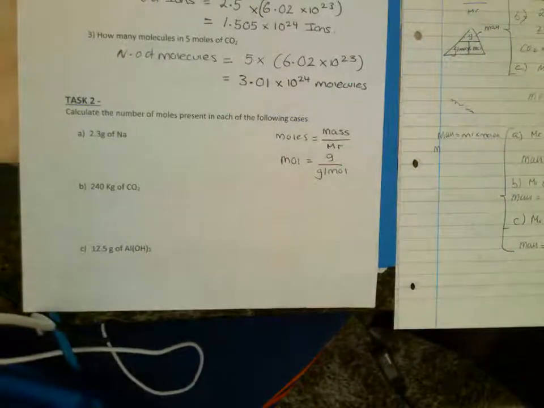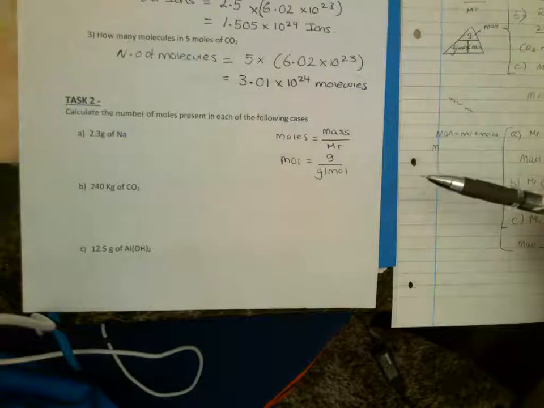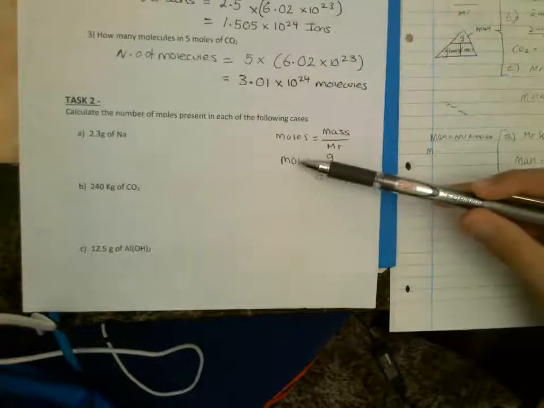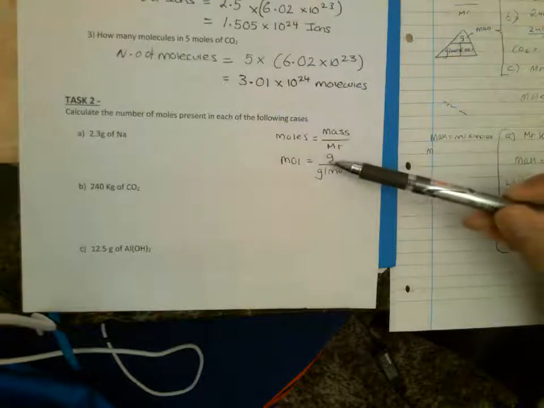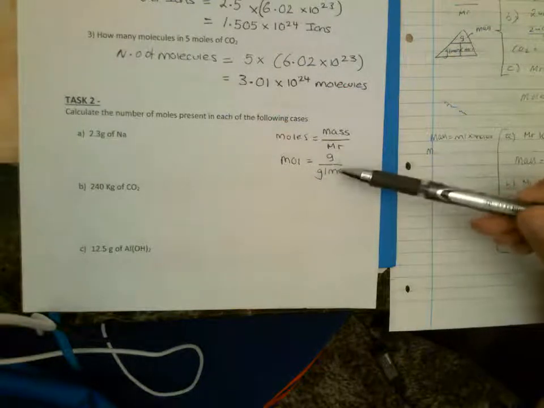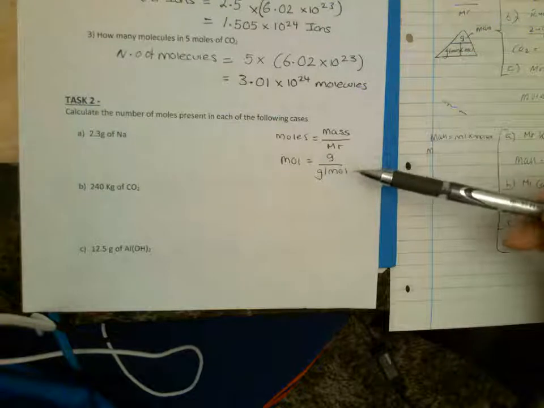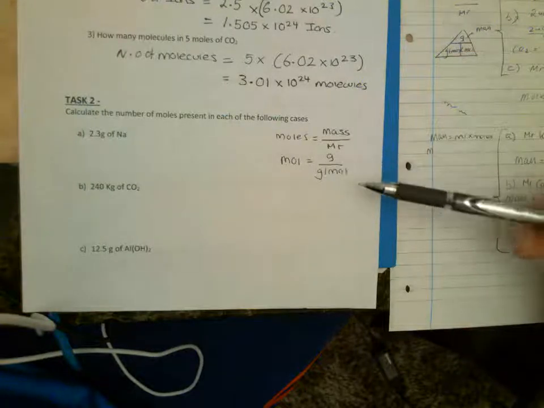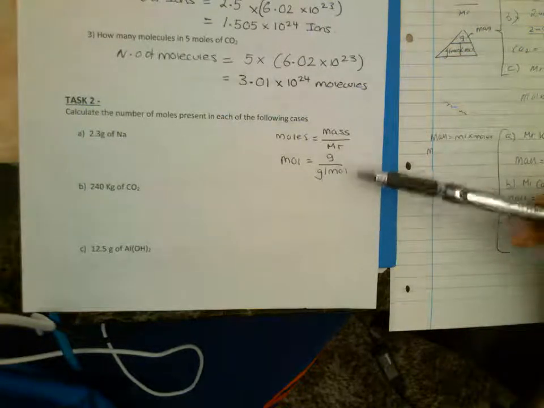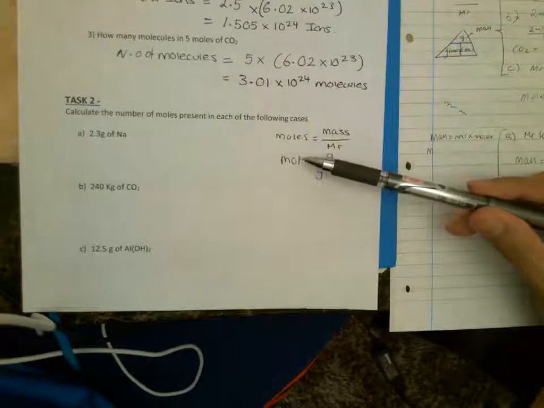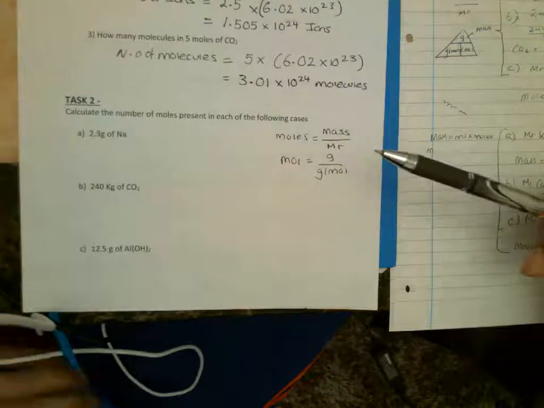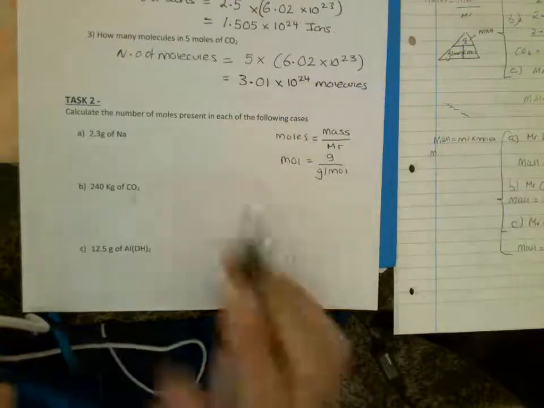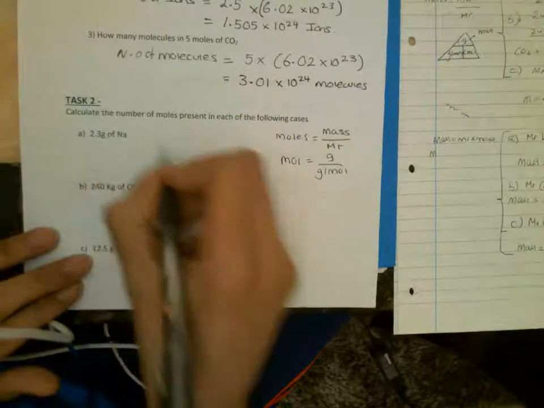Now, for those of you who are more mathematically inclined, you can see that we've got moles over here, and grams per mole on this side. The grams would cancel each other out, and we'd be left with 1 over inverse mole, which would give us moles as our unit for moles. Now, in this particular question, you've been asked to calculate the number of moles.